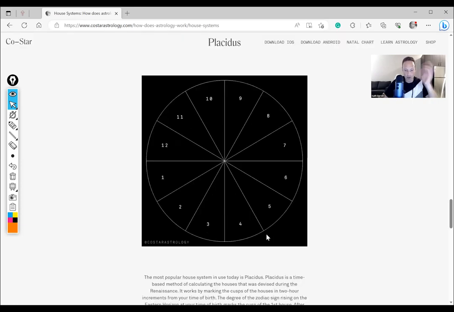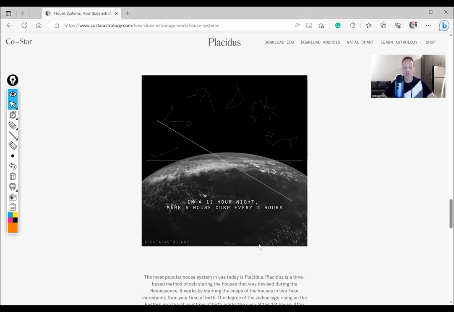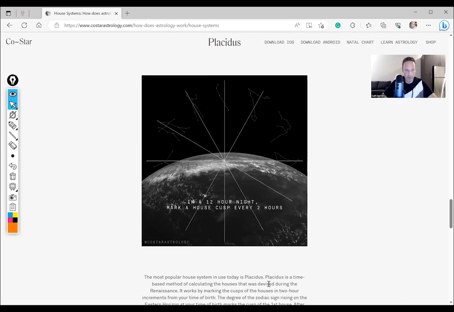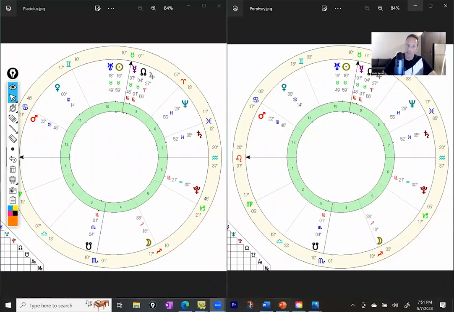And so I want to drop into another screen to compare them. Okay, well, what does a chart look like between these house systems? And so here is a comparison between the Placidus house system and the Porphyry house system. On the left-hand side is Placidus, and this is the example chart that I used in the anatomy of your natal chart. So it's the same chart, it's just two different house systems.